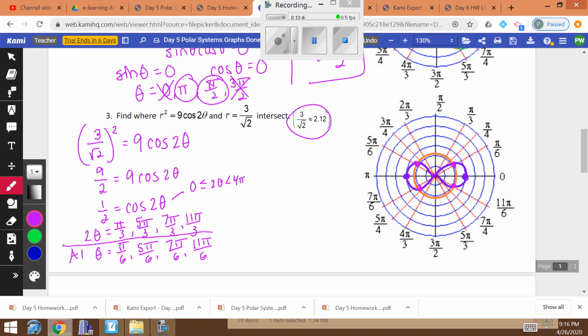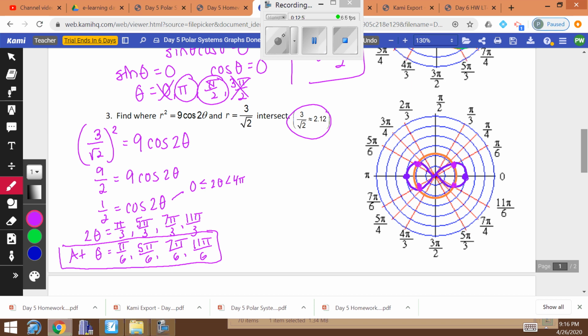I'm going to put, again, my theta there to show us that that is where it is intersecting. And again, you can kind of see it's not a perfect graph here, but you can see those would be our 4 points of intersection. That one's a little bit more straightforward.